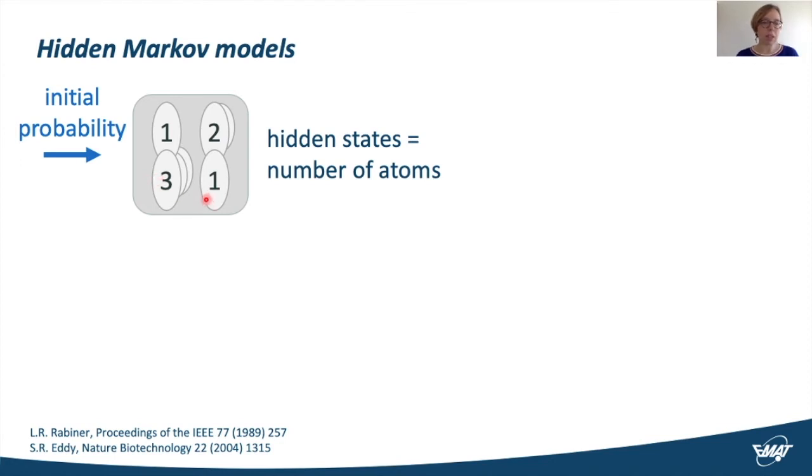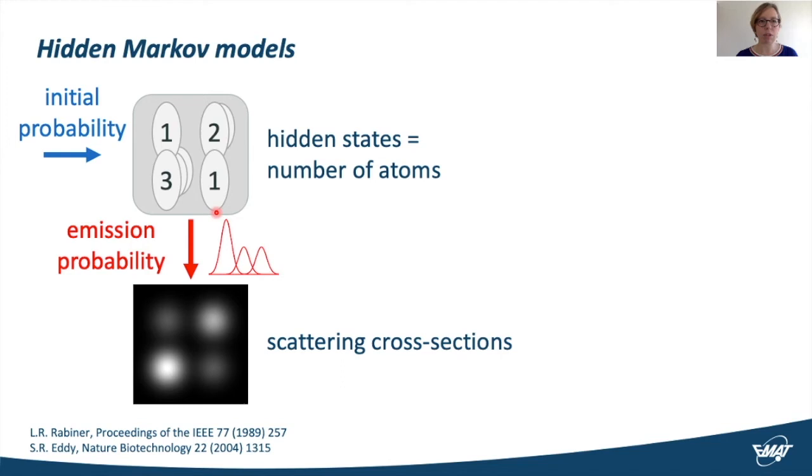The number of atoms in a column are the so-called hidden states, which we cannot measure directly. We observe them indirectly through the scattering cross-sections obtained from the ADF STEM images. The emission probability defines the probability of the scattering cross-sections. Given a certain number of atoms in a column, this is described by a normal distribution function. And from this, we can see that from one time step, the hidden Markov model is in fact equal to the Gaussian mixture model introduced in the statistics-based atom counting procedure.